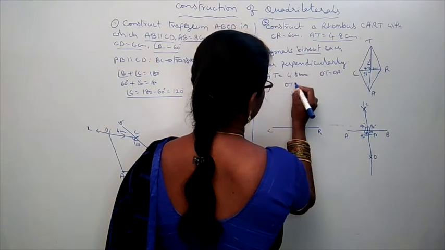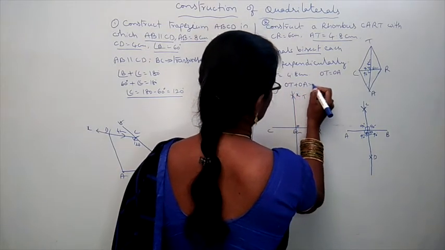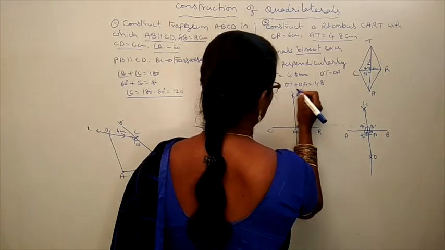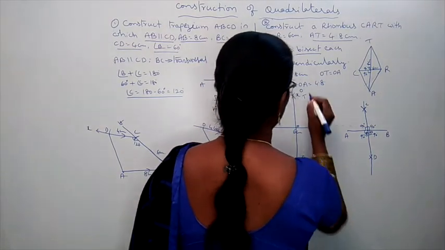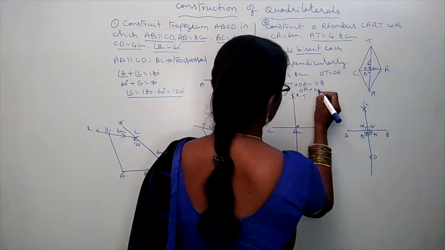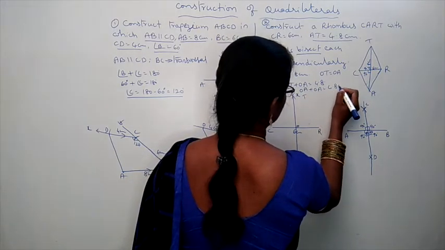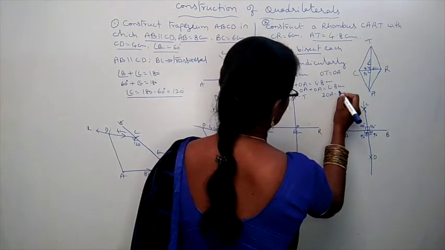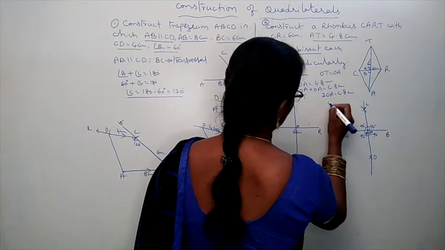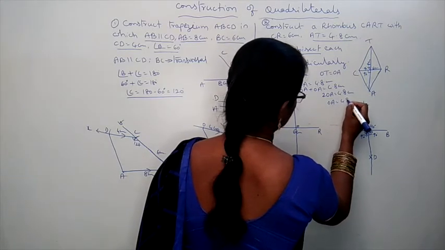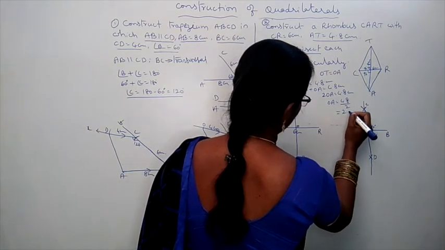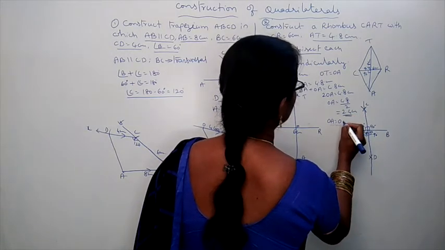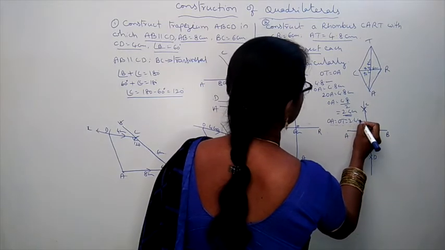Now OT plus OA is equal to 4.8. Then instead of OT, what can we write? OA. OA plus OA is equal to 4.8 centimeter. Then 2 OA is equal to 4.8 centimeter. OA is equal to 4.8 by 2, which is 2.4 centimeter. Then OA is equal to OT is equal to 2.4 centimeter.